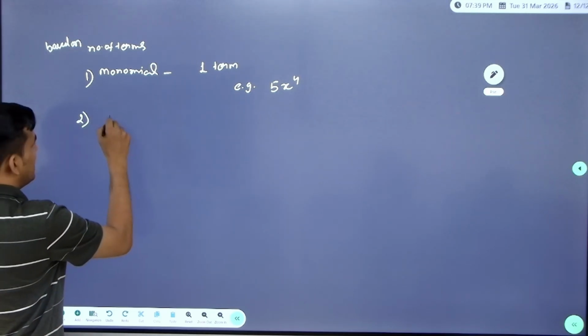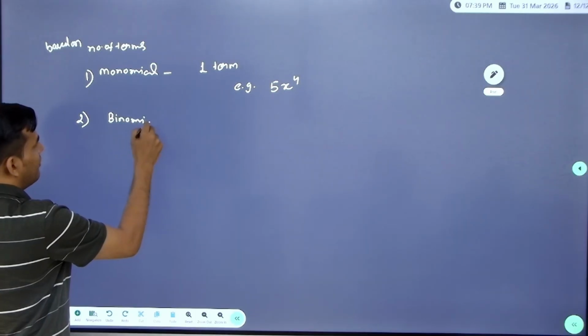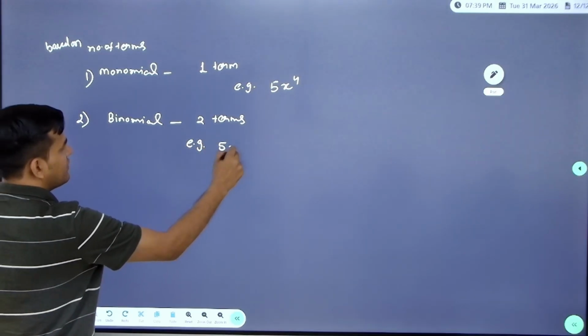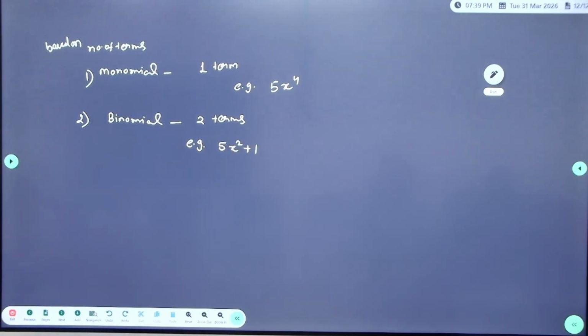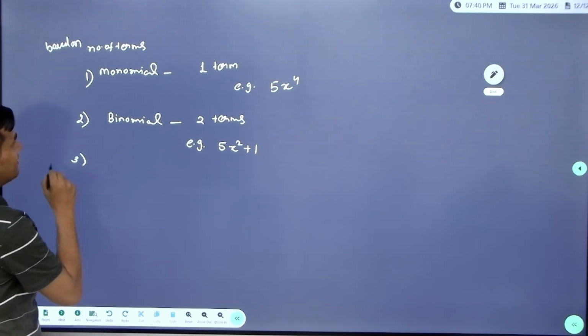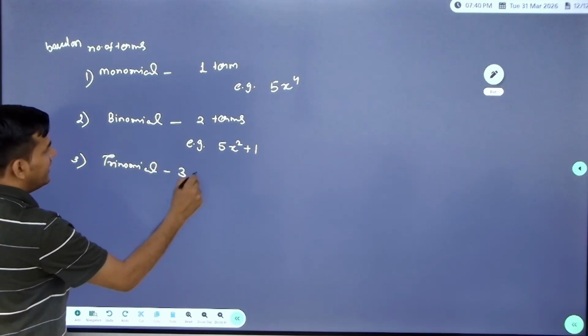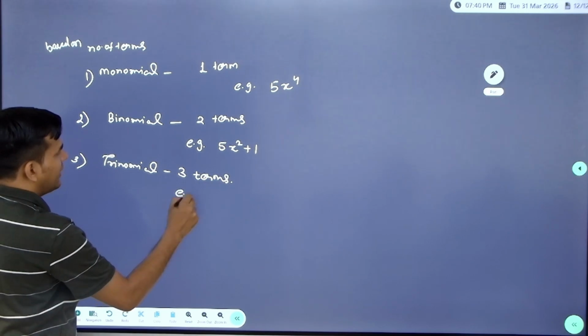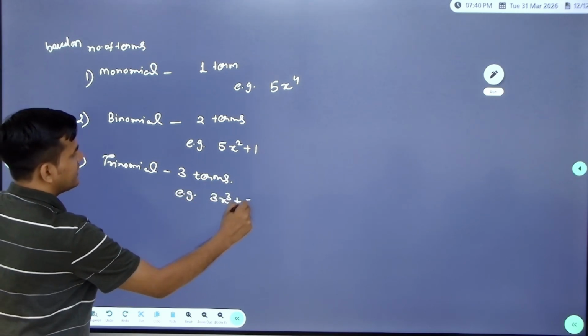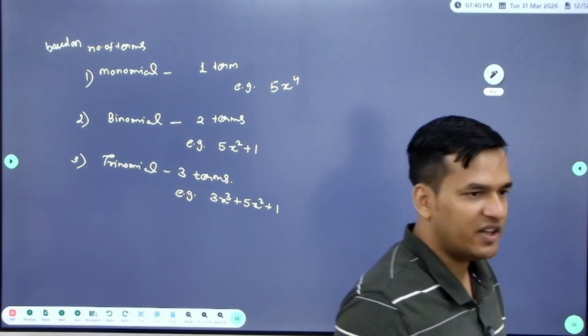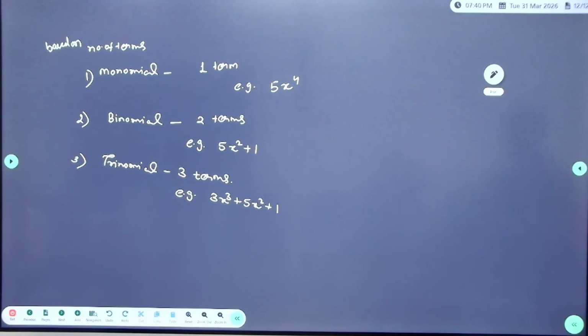Second type of polynomial is binomial. Binomial contains two terms. Example, 5x square plus 1. This is a binomial. Third type of polynomial is trinomial. Trinomial contains three terms. Example, 3x cube plus 5x square plus 1. This is a trinomial. So this is the classification based on the number of terms. So there were two classifications: one based on the degree, the second based on the number of terms.